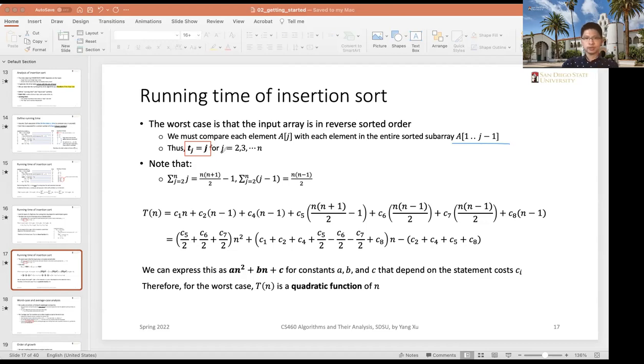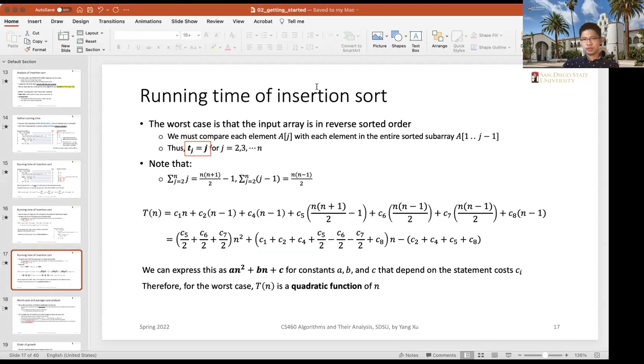So we can assume that t_j equals j. Okay, and after substituting it into the formula, we find that the summation of j is the sum of an arithmetic series, and it's in nature a quadratic function. After we clean all those coefficients, it becomes a general form like something times n squared plus something times n plus c. Right, so we can see that the worst case and the best case dramatically differ from each other.